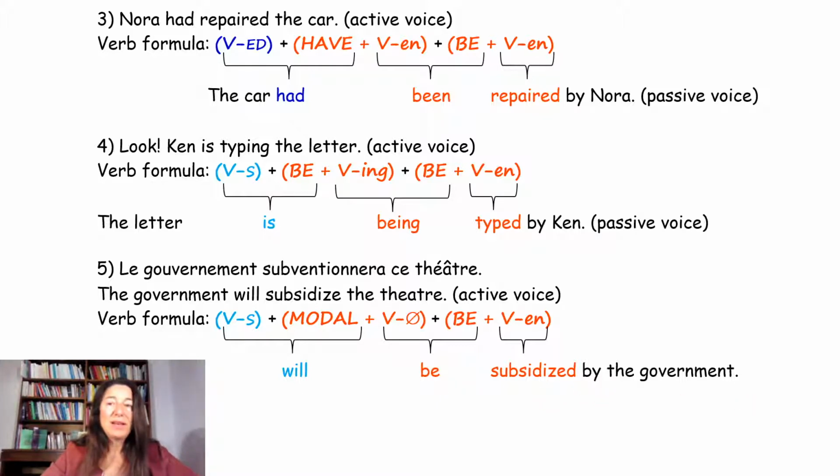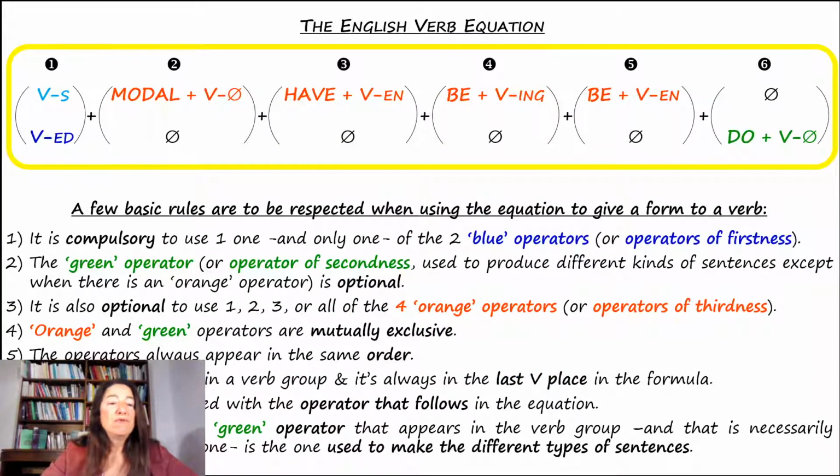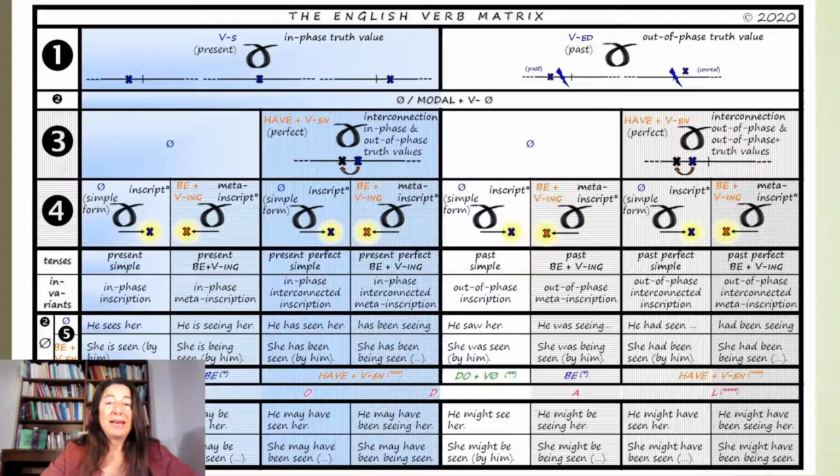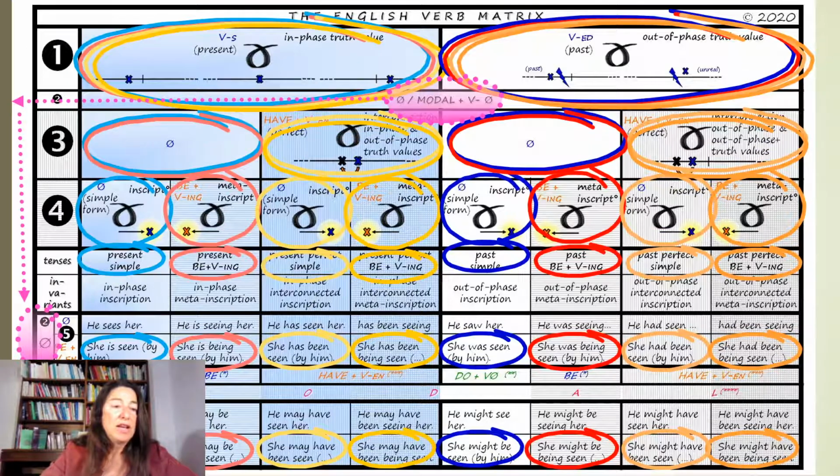Okay, so the English verb equation here is really useful for you to make sure that you get it right and that you know how to create a passive voice sentence. And you can find all the examples in the verb matrix. So as you remember, the examples are mentioned here without a modal in the passive voice, and on the last line, the bottom line here, all the examples are with a modal in the passive voice.